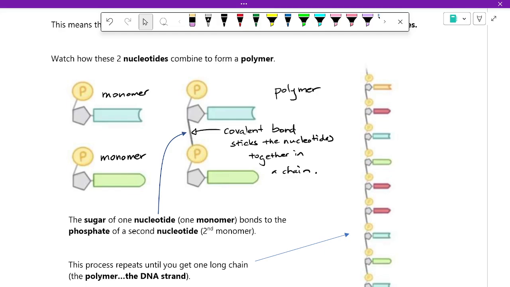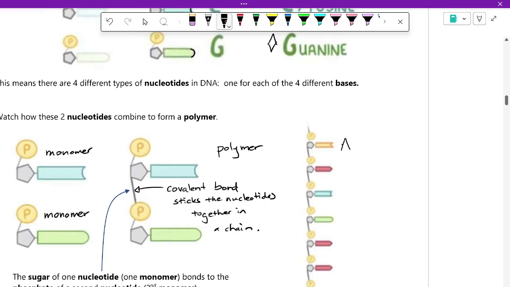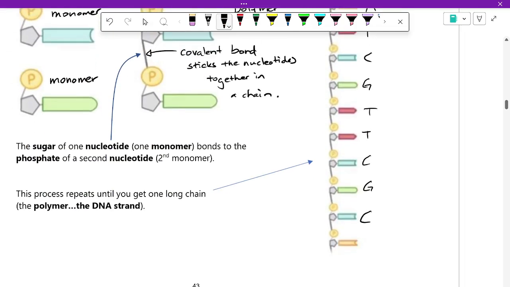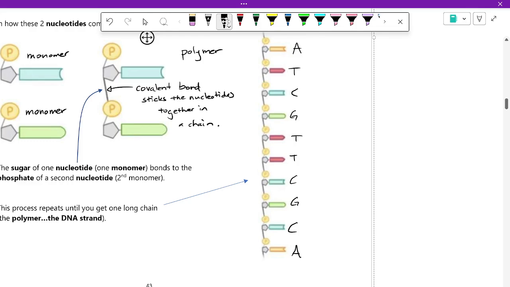And you'll notice that we've got all sorts of different bases along the way. What do we call the letters? Like if we were to read this as A, T, C, G, T, T, C, G, C, A. What do we call this sequence of letters?